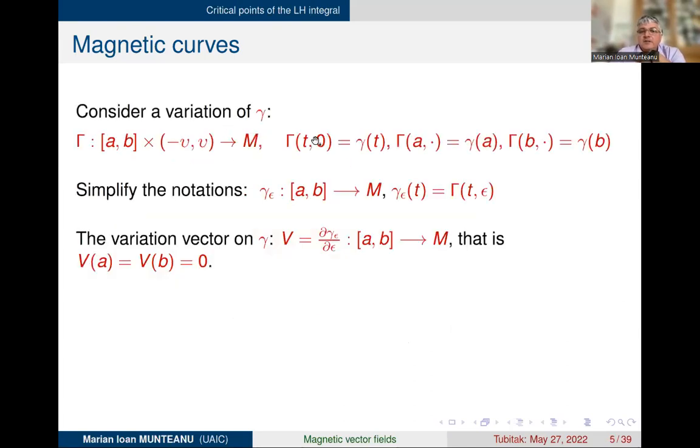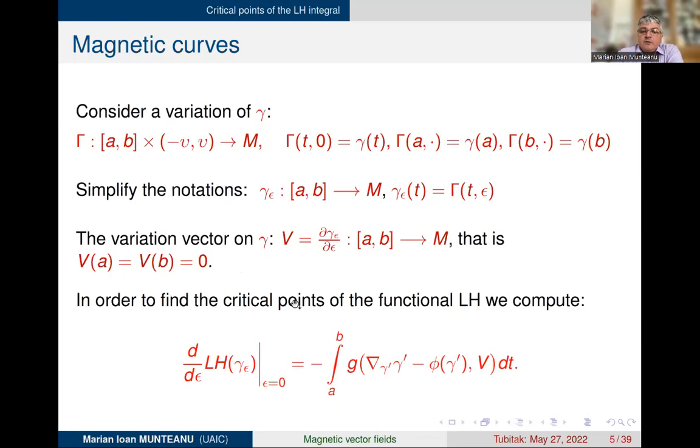And what is this variation? In fact, it is a family of curves, or a map from the interval AB cross the interval of variation, such that the ends are fixed. For 0 here, we obtain the initial curve, and here the parameter will be called epsilon. If we take the derivative with respect to this parameter, we obtain the variational vector field. Because the ends are fixed, this variational vector vanishes at the ends.